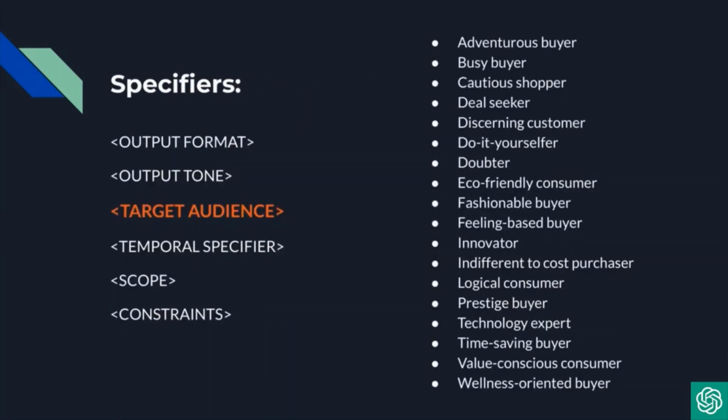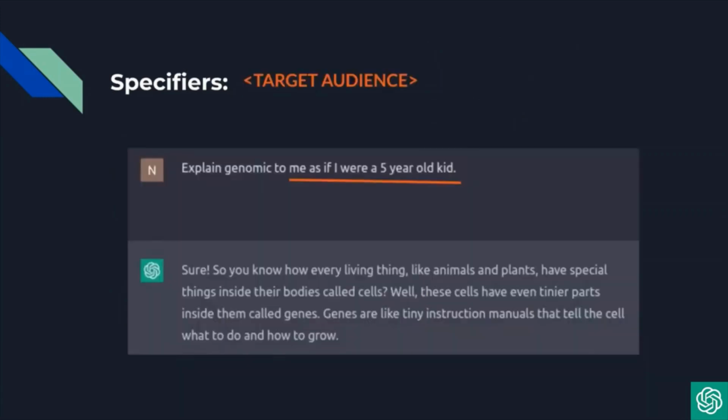Moving on to target audience. If you're writing something for a special audience, make sure to include that in your prompt. Some examples of target audiences include the adventurous buyer, the busy buyer, cautious shopper, deal seeker, etc. By specifying the audience, you can tailor your output to their interests and preferences. Here is an example prompt. Explain genomics to me as if I were a 5-year-old. This example is short and not particularly optimized, but it conveys the idea of specifying the target audience.